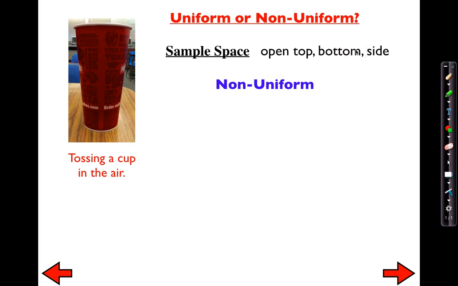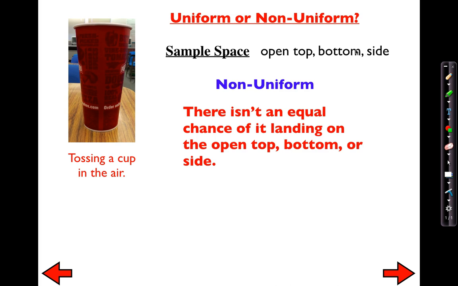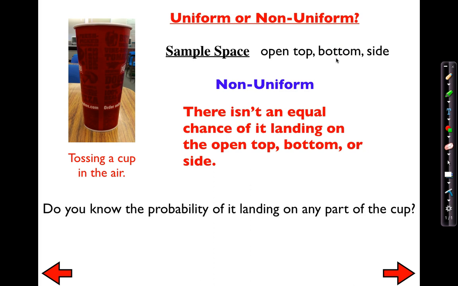Okay, why, you might ask? Because it's not an equal chance of it landing on any of those outcomes. They're not as equally likely to land on the open top, the bottom, or the side. So remember, on your homework, you're going to be asked to also explain. So the key word is to say that it isn't an equal chance of it landing on the different outcomes. So in this case, the open top, the bottom, or the side.